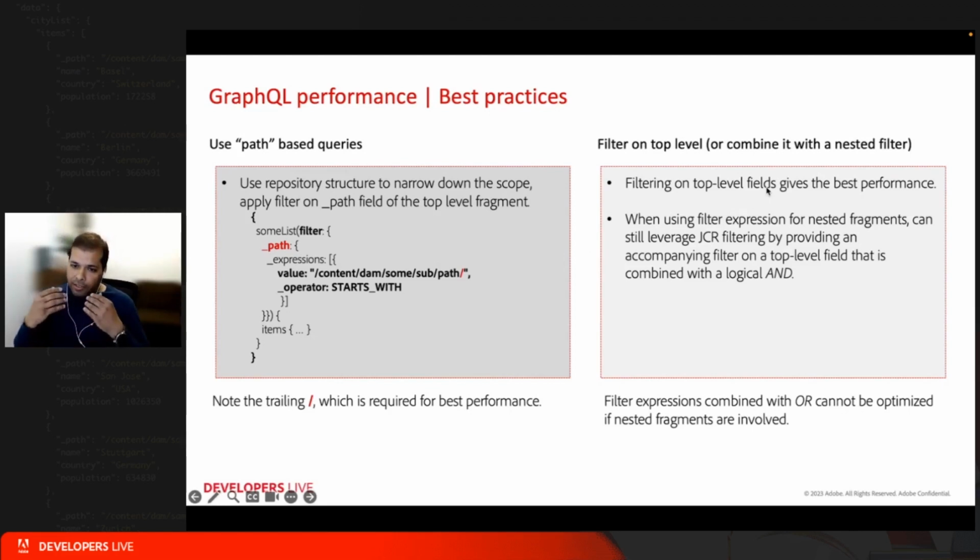If you must filter based on a nested fragment field, then you can still leverage JCR filtering by providing another filter on a top-level field combined with the logical AND operator. Note that if nested fragments are involved, expressions combined with an OR operator cannot be optimized.